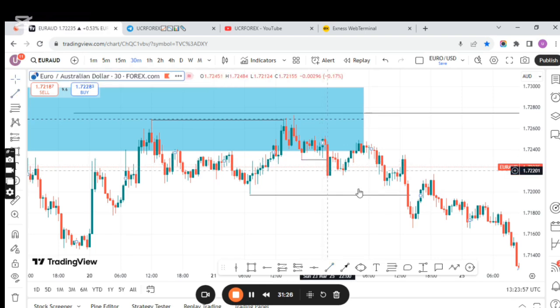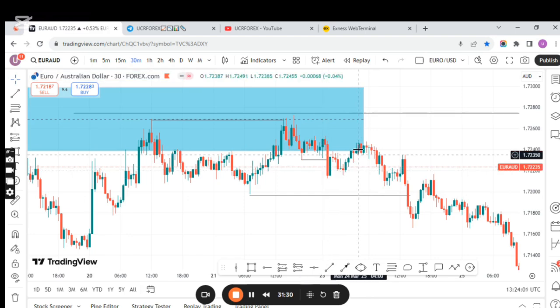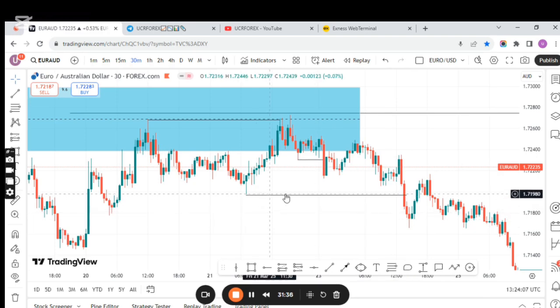We have a CHoCH here, which the market came back and mitigated a level here. You see the market came, respected that level, dropped to the downside, retraced, mitigated, and then sold massively. But on the 30 minutes time frame, this will serve as our major change of character.